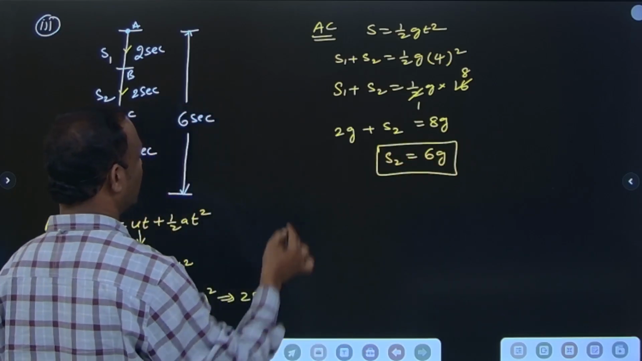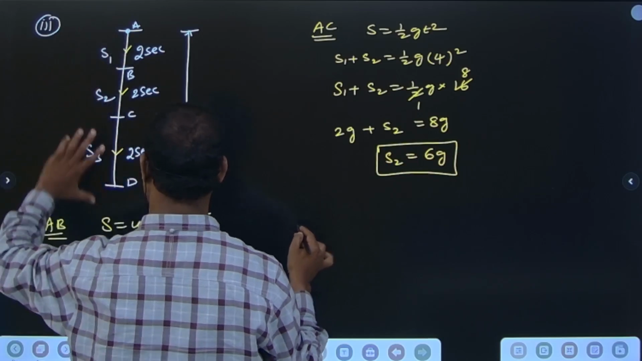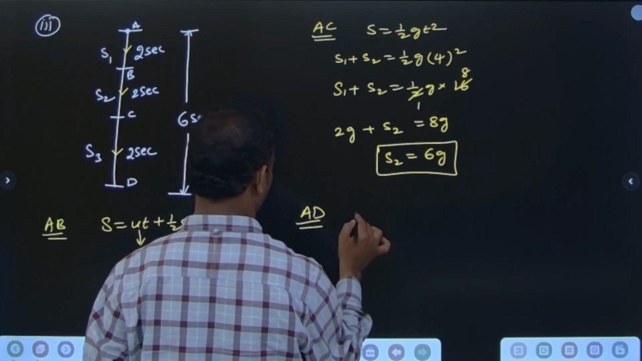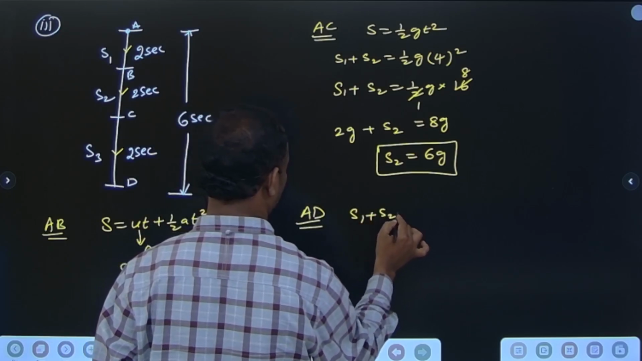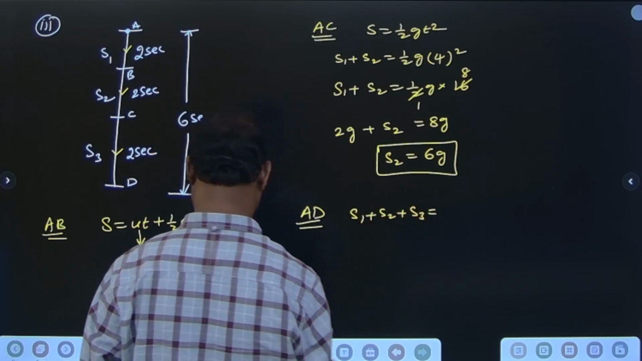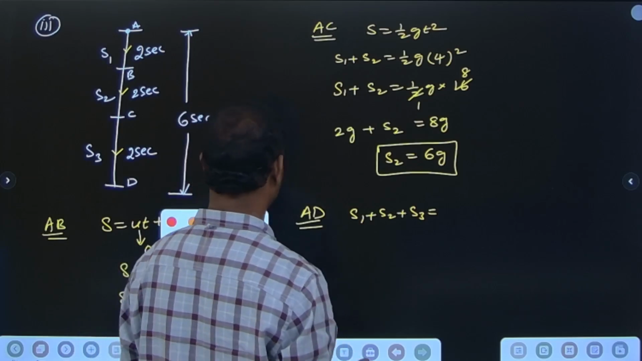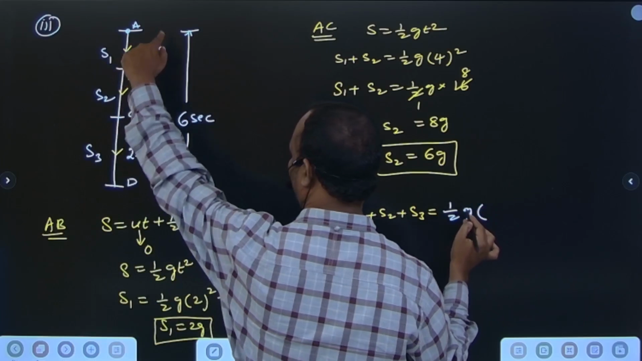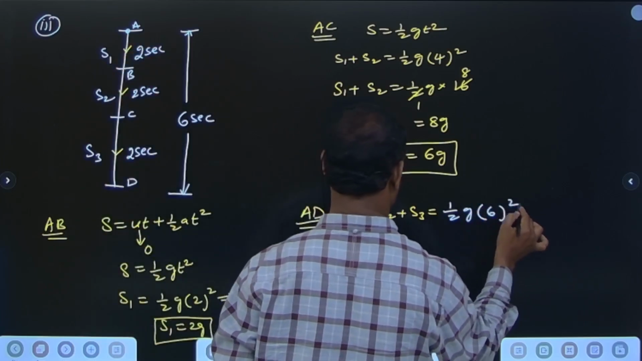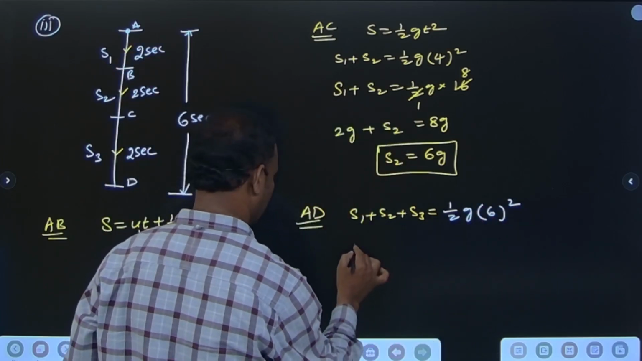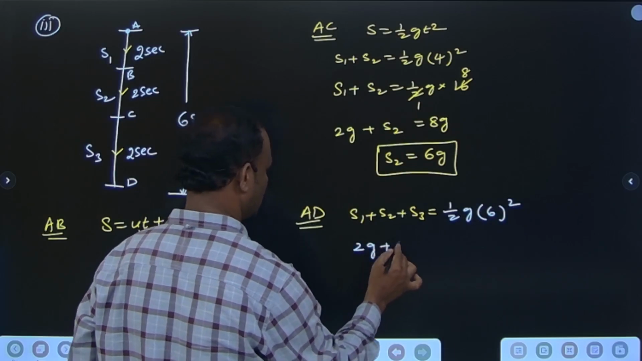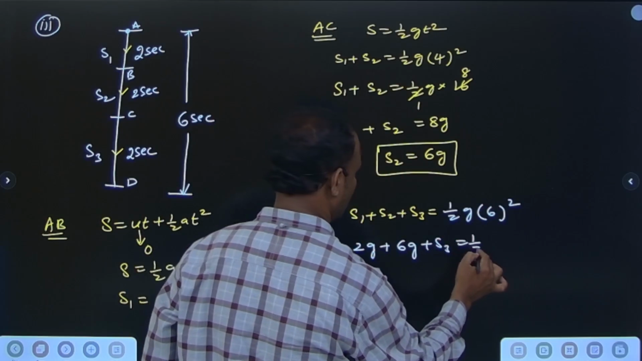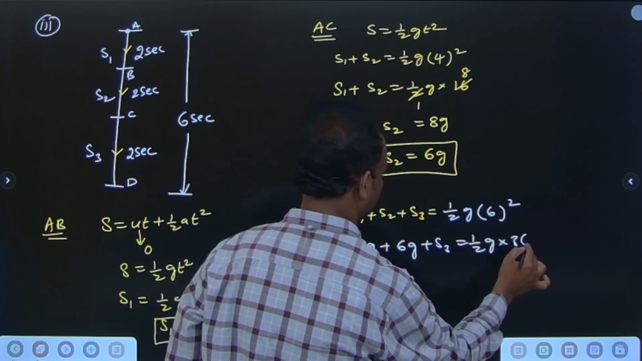So next one, I want to talk about AD now. From AD, S1 plus S2 plus S3 is equal to half g into the total time, which is 6 squared. So what is S1? 2g. What is S2? 6g. What is S3? S1 plus S2 plus S3 is equal to half g into 36.